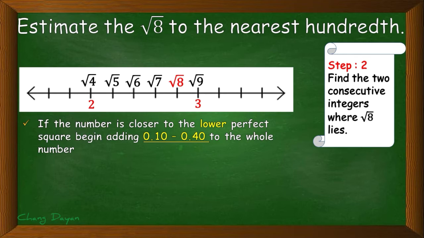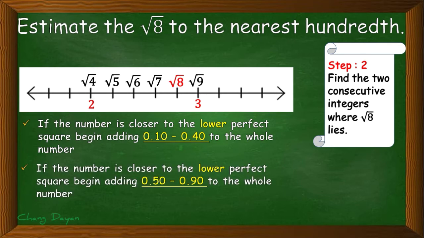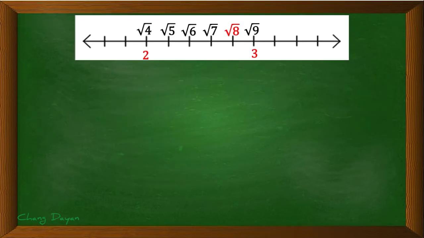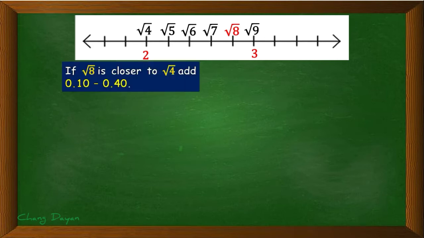If the number is closer to the lower perfect square, begin adding 0.10 to 0.40. If the number is closer to the upper perfect square, begin adding 0.5 to 0.90. So, dito, ang lower perfect square ay square root of 4. So, if square root of 8 is closer to square root of 4, mag-a-add tayo ng 0.10 to 0.40 sa square root ng 4, which is 2.